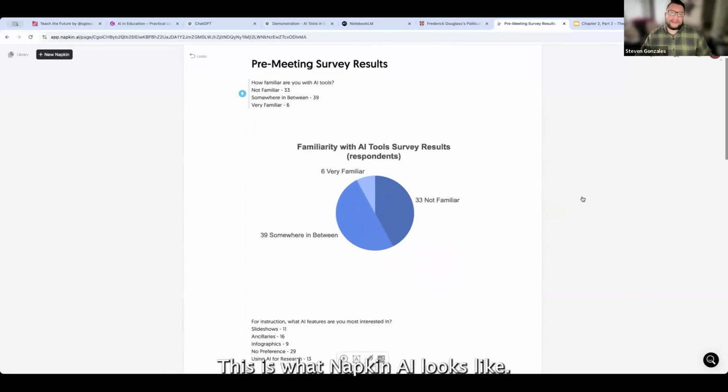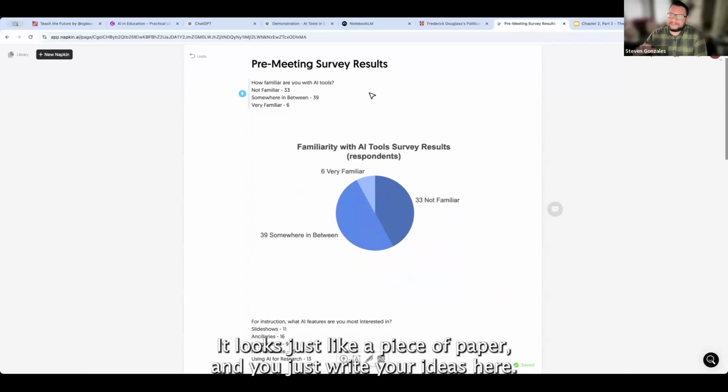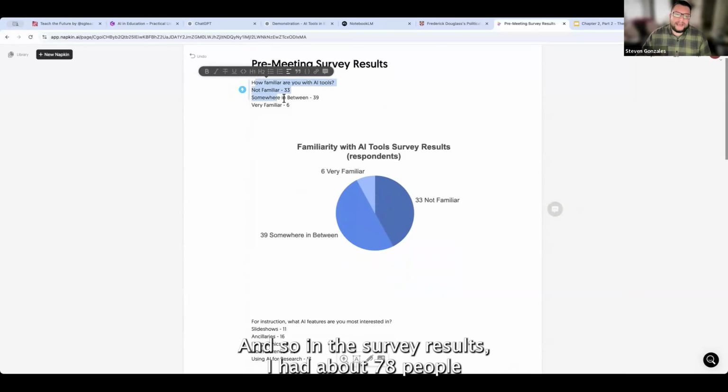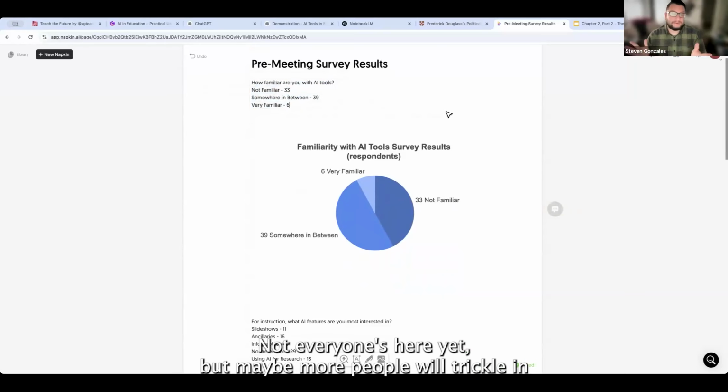Here, this is what NapkinAI looks like. It looks just like a piece of paper, and you just write your ideas here. And so in the survey results, I had about 78 people respond that they would be joining us. Not everyone's here yet, but maybe more people will trickle in.